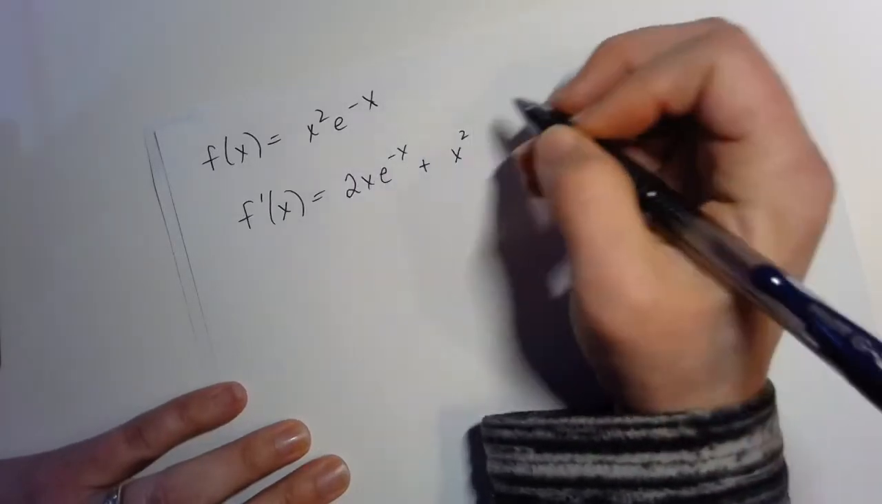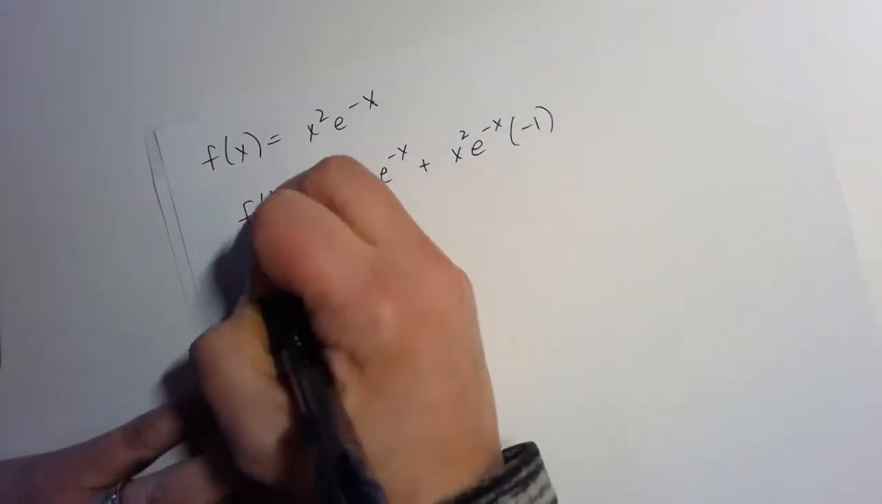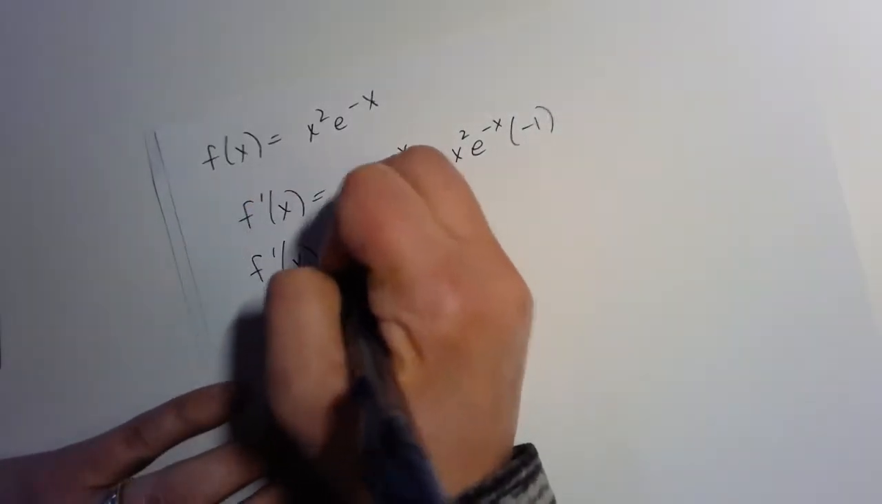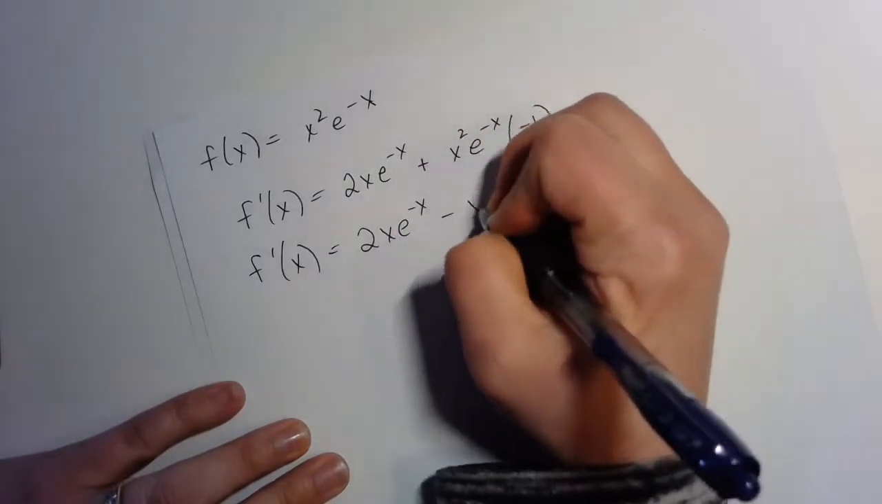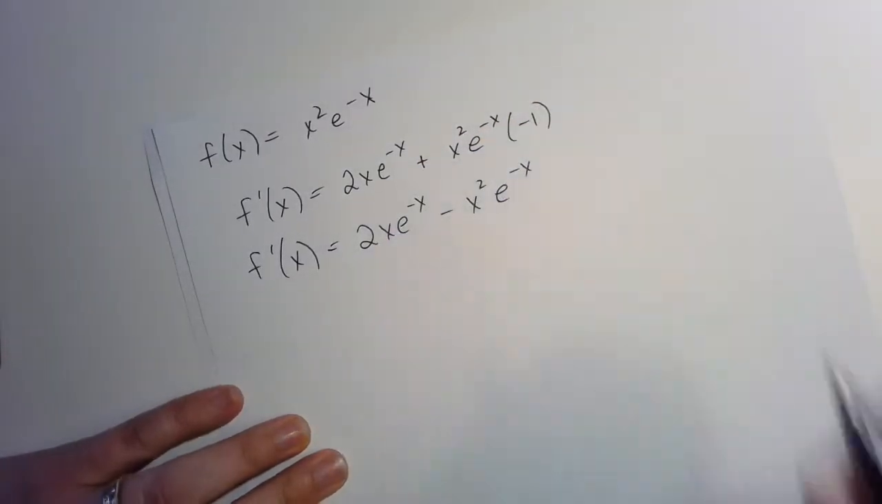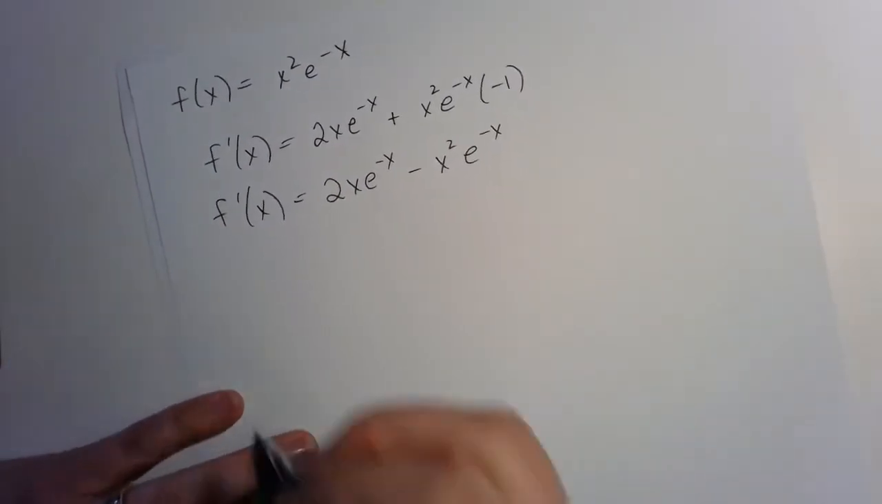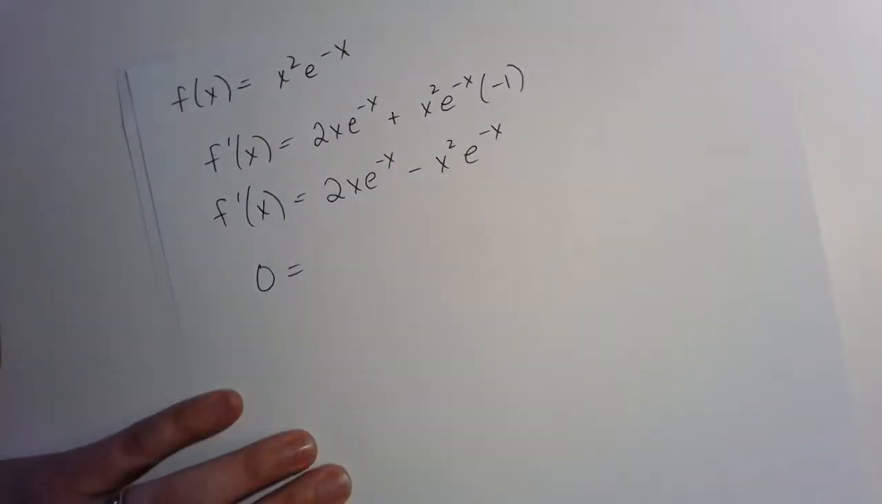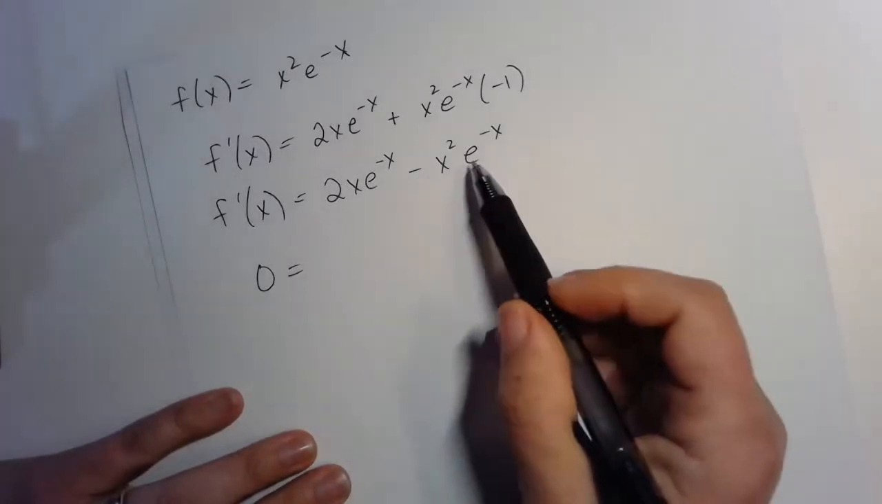And then my derivative of e to the minus x will be e to the minus x times negative 1. So let me rewrite this as f prime of x equals 2x e to the minus x, and then minus x squared e to the minus x. All right, so I have a couple of different options here. I'm going to set this equal to 0. My options are that I can factor out a couple of things.